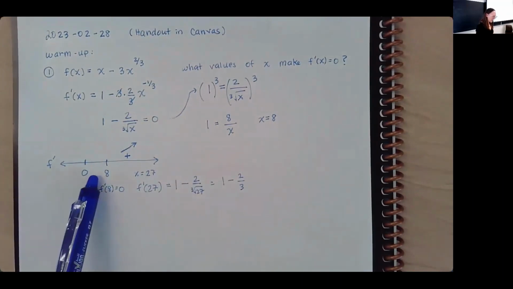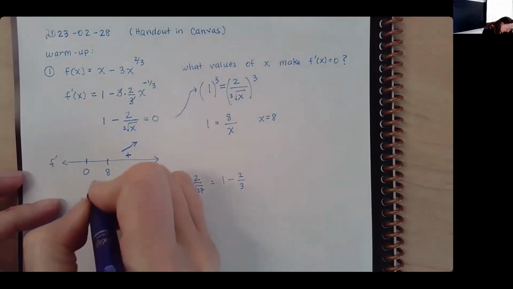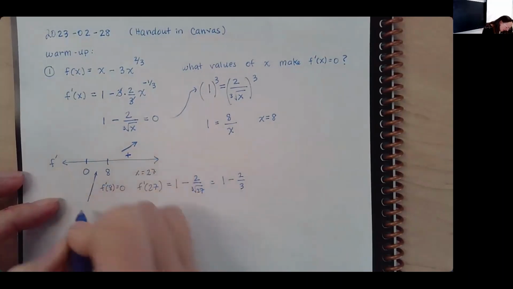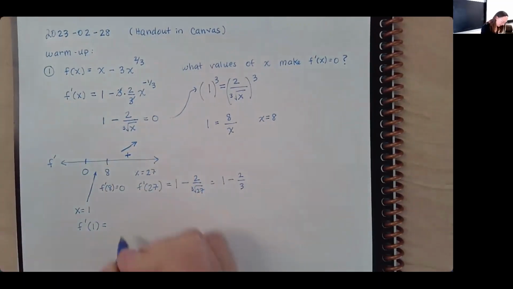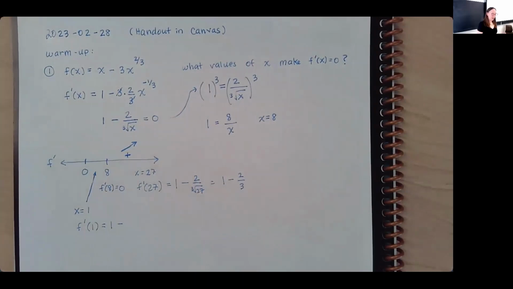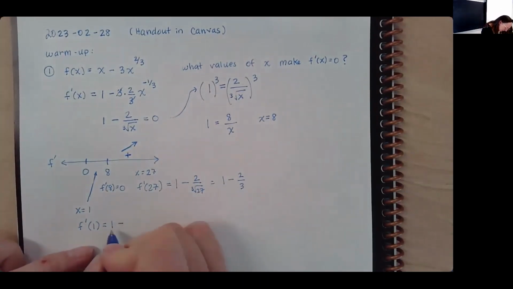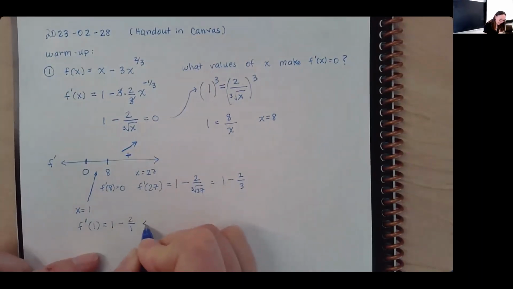I'm going to pick a number for us between 0 and 8. I'm going to pick 1. So if I pick a test point in here of 1, and I look at f prime of 1, that's going to be 1 minus, the cube root of 1 is 1. That's why I chose it. So I'm going to have 1 minus 2 over 1. And that is definitely a negative number.